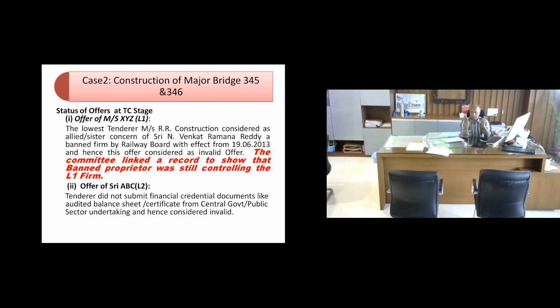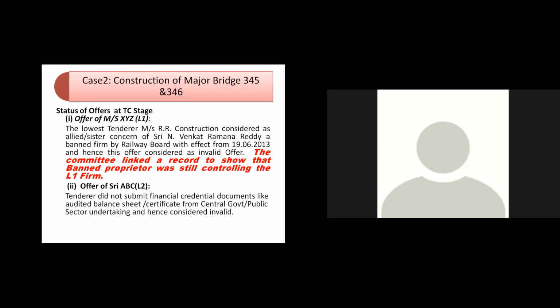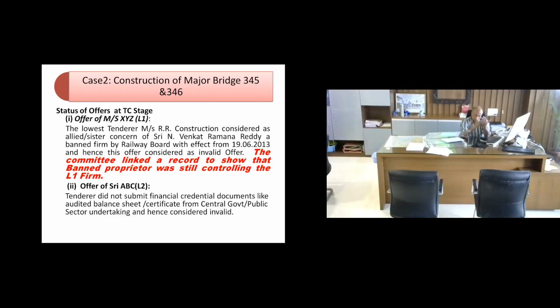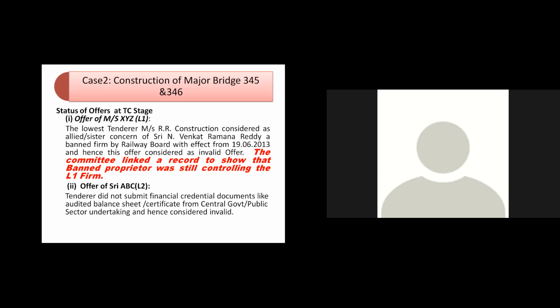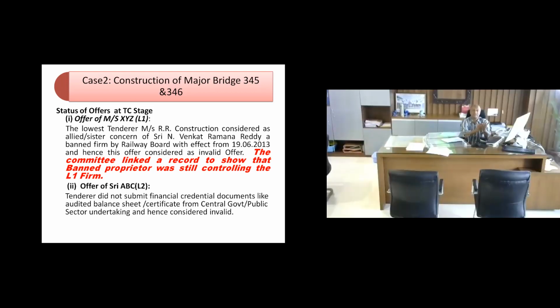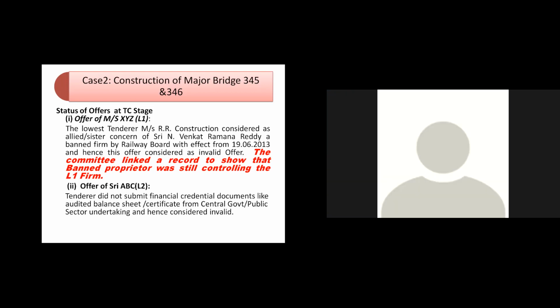The lowest tenderer was RR Construction. And it so happened that for the person who had been banned, the document submitted by the firm shows that even after June, when this firm was banned, he had signed bills for claims and submitted them to the railways. So that document became very handy and conveyed to us that although this person had exited from the firm officially, he has a controlling voice.